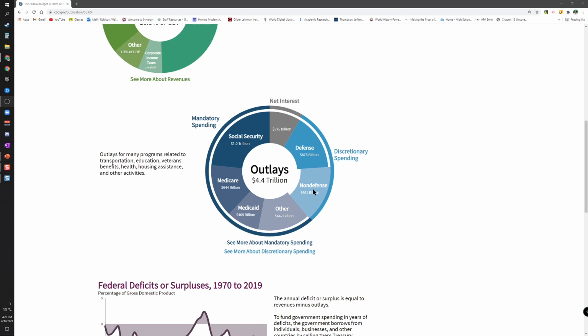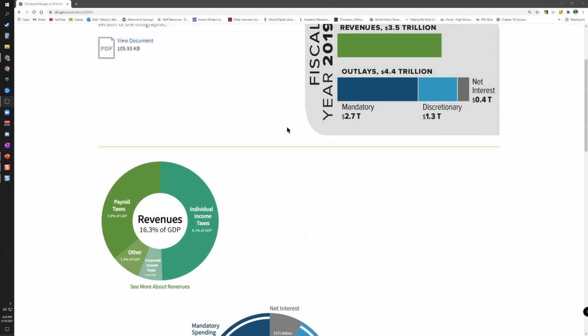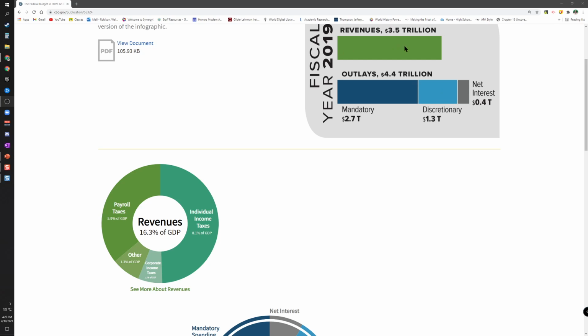Now, non-defense, this is like transportation, education, veterans benefits, health, housing assistance, and any of the other activities. So think about all those cabinet positions that we talked about in civics, with the exception of the Department of Defense, essentially. This is their spending, okay? Now, interest, we pay $375 billion per year, and this is on towards debt. We pay interest on debt that's held by other people because we spend more money than we bring in, okay?